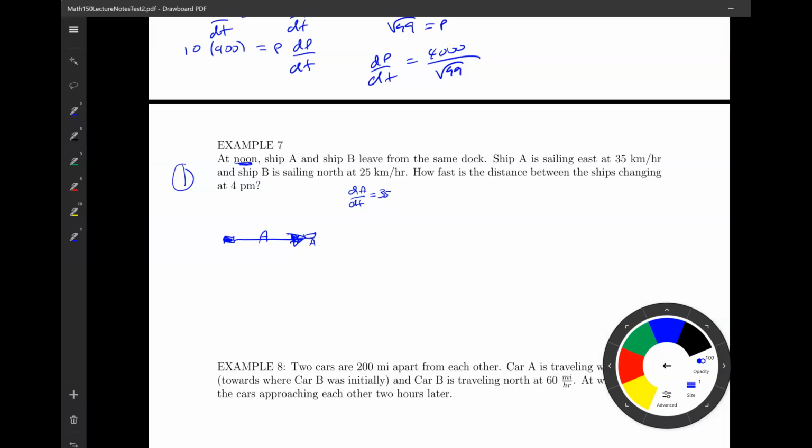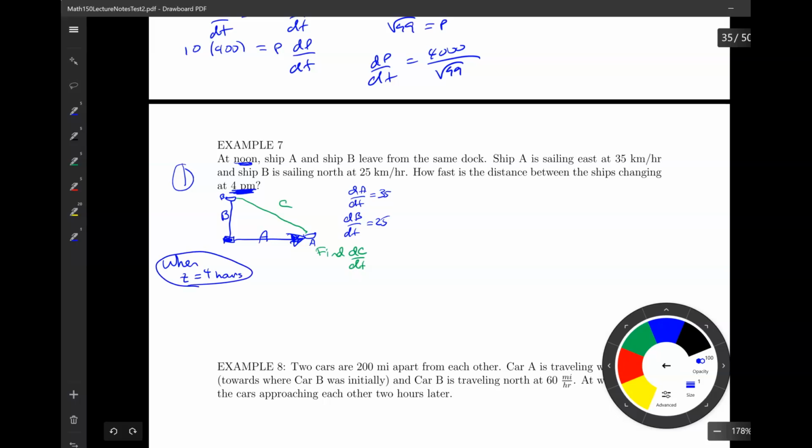All right, ship B is sailing north. So again, you can label that guy B, but it's your side length that you need. dB/dt is 25. Okay, so how fast is the distance between them changing? So let's label that C and find dC/dt. And the when is given in a little bit of a convoluted way. The when is at 4 p.m., so that's when 4 hours has passed. I'll do some computations later to figure out what that means, but for now, let's just do t equal 4.